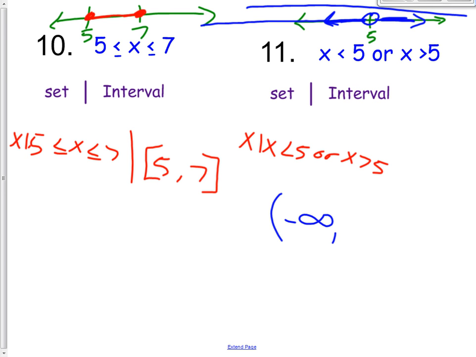Positive infinity always has a parenthesis that comes after it, so negative infinity always has a parenthesis before it. So we have negative infinity, and how far do we go to the right? We go up until, bam, right there. We stop at 5, so we put 5 right there. Now it doesn't go up to 5. It's not equal to it. It stops just before 5, so we have a parenthesis.